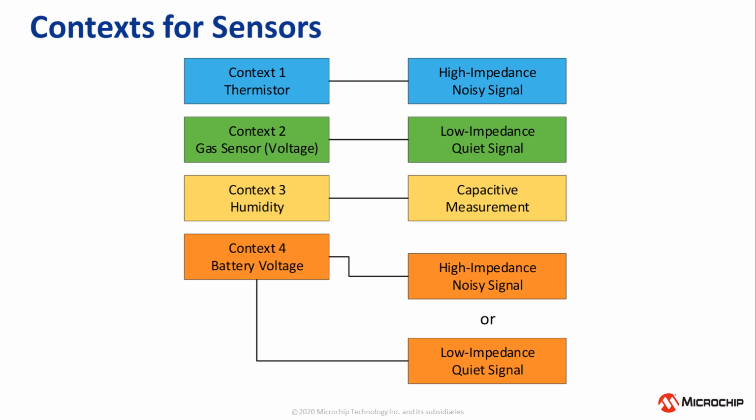Each sensor has differing measurement requirements. While the fixed voltage reference, or FVR, has only a single output for the ADC, each context can choose which reference to use: the FVR, power supply for the device, or an external reference.